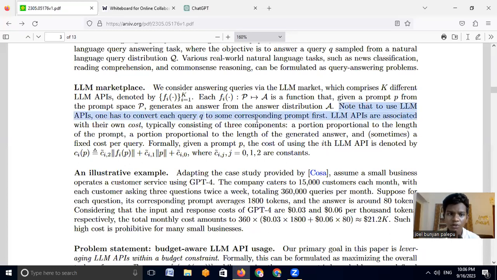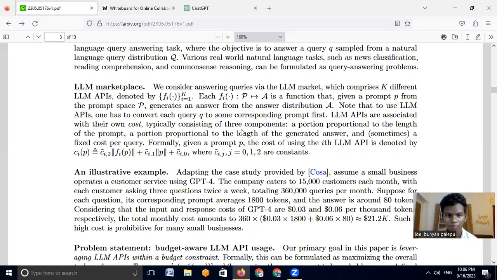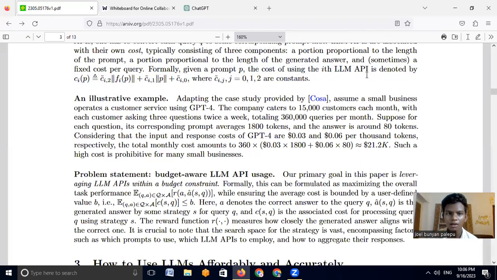Note that to use LLM APIs, one has to convert each query Q to some prompt first. LLM APIs are associated with their own cost, typically consisting of three components: a portion proportional to the length of the prompt, a portion proportional to the generated answer, and sometimes a fixed cost per query. I'll just skip this part.